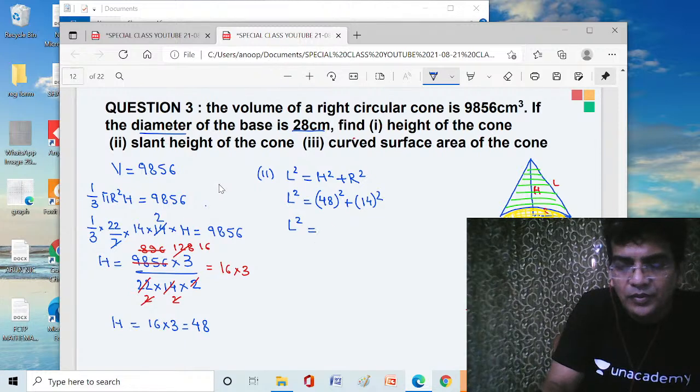So this will give you 48 square, 2304, and 14 square, 196. So L square is equal to 2500. Right. So what will be L? It will be under root of 2500. So the slant height will be 50. We have calculated the slant height also. Okay.